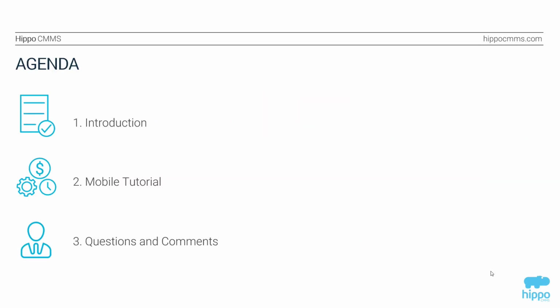Here's a look at today's agenda. We will start with a quick introduction, then begin our tutorial. Topics that we will discuss today include how to submit work orders on mobile, view work orders, edit work orders, assign work orders, and close out those work orders.